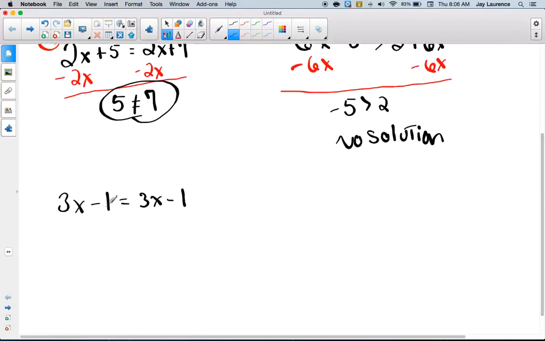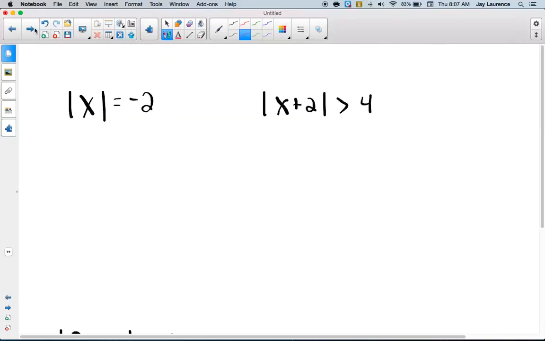Okay, how about this one? We've got 3x minus 1 equals 3x minus 1. Now, again, some of you can tell right away what's going to happen. But in case you can't, let's get rid of the variables on both sides. Let's subtract 3x and subtract 3x. And I'm going to get -1 equals -1. Hey, I like that. That's always true, isn't it? There is never a time when -1 does not equal -1. This means that the solution is any real number. All real numbers will work. You can pick any number on the number line, put it in for x, and you will get a true statement.